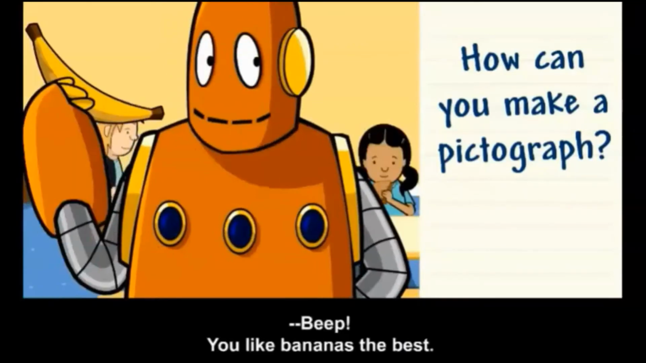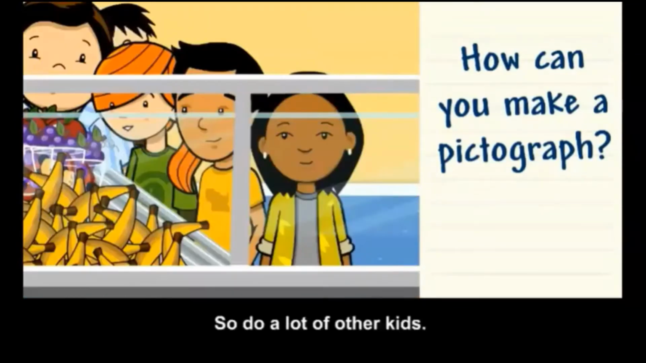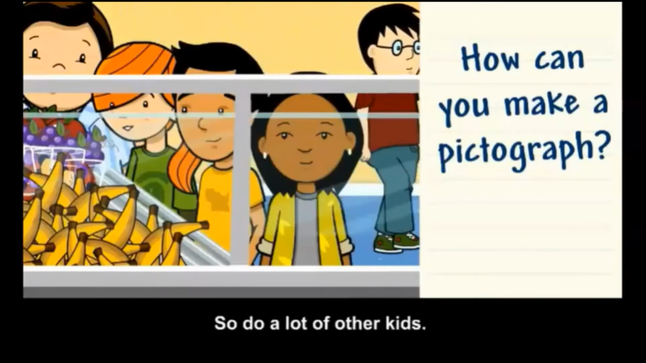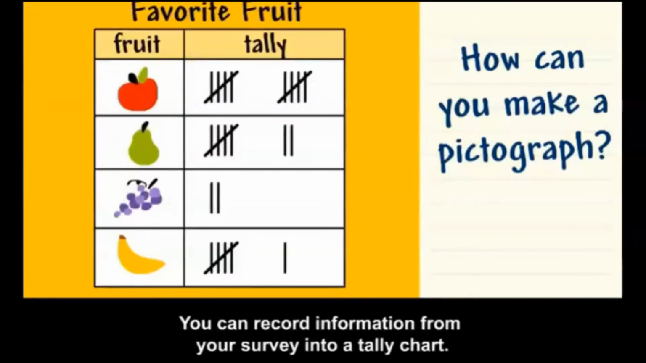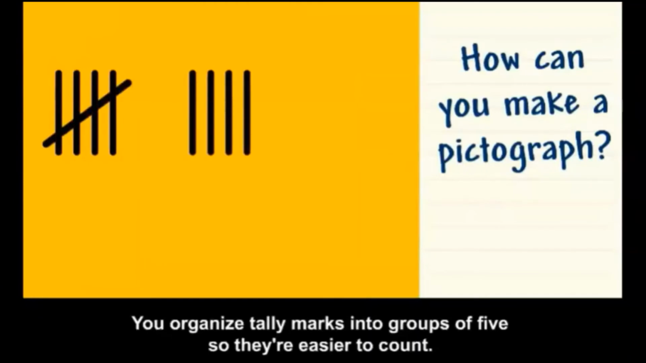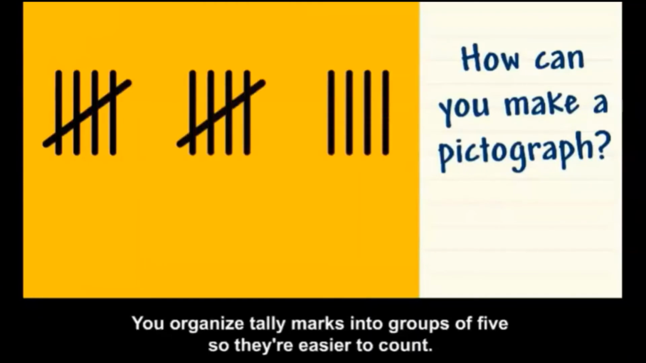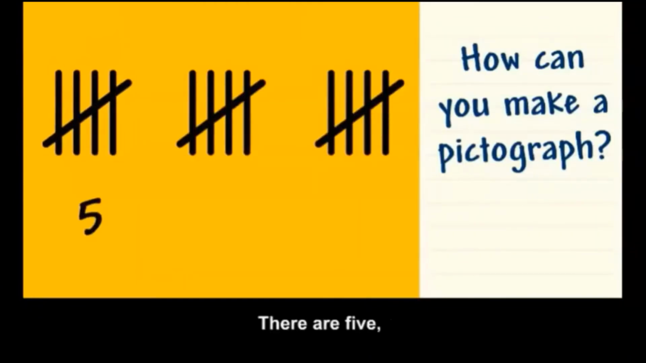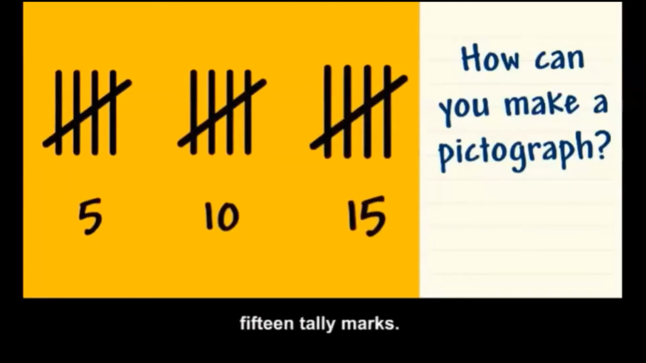You like bananas the best. So do a lot of other kids. You can record information from your survey into a tally chart. You organize tally marks into groups of 5 so they're easier to count. There are 5, 10, 15 tally marks.